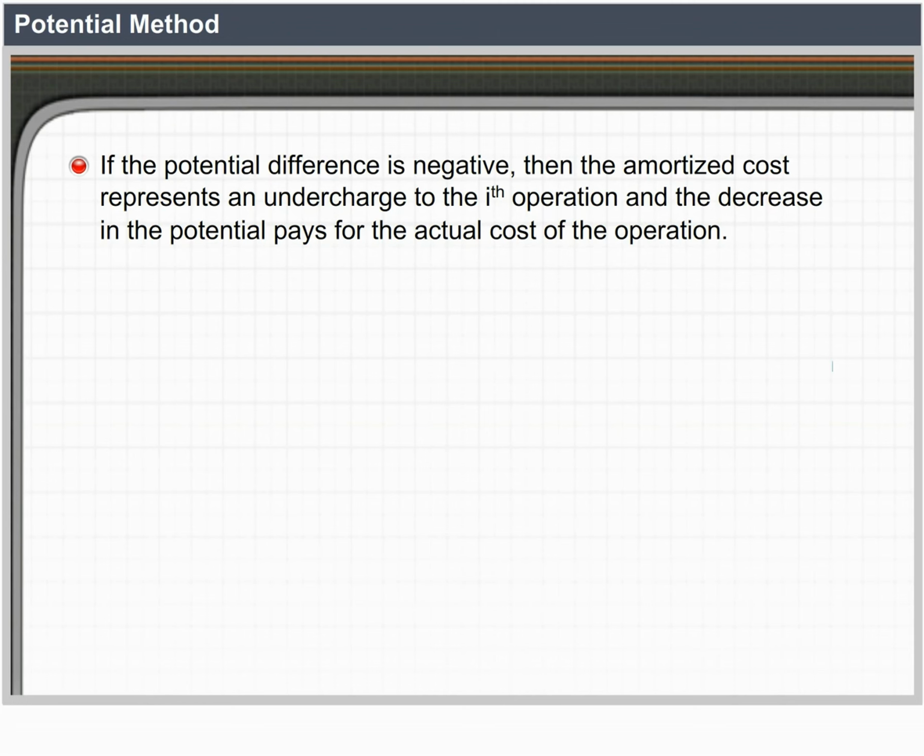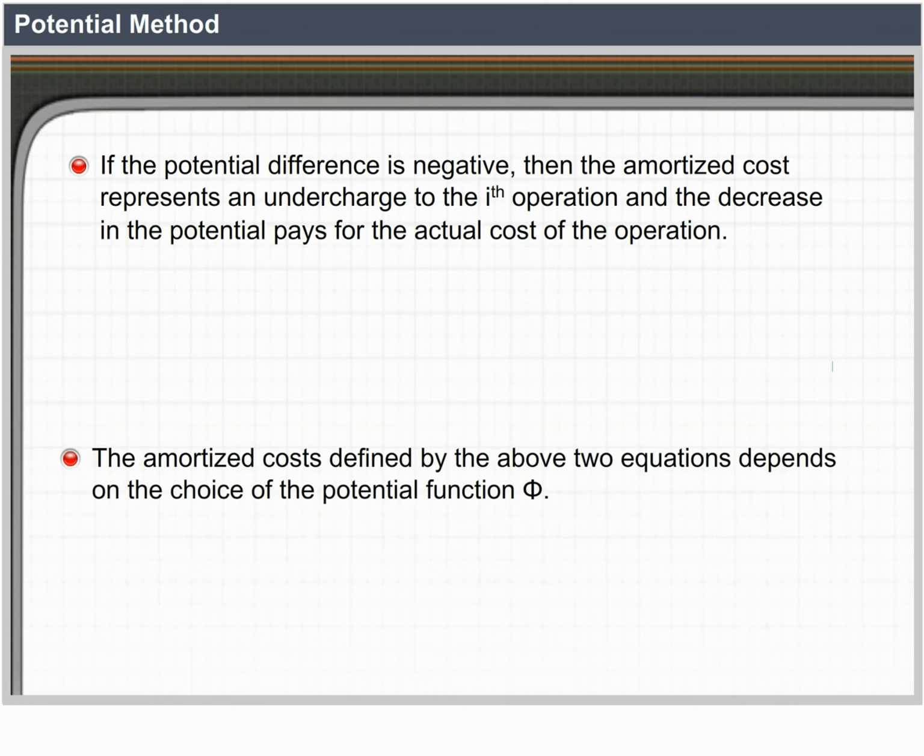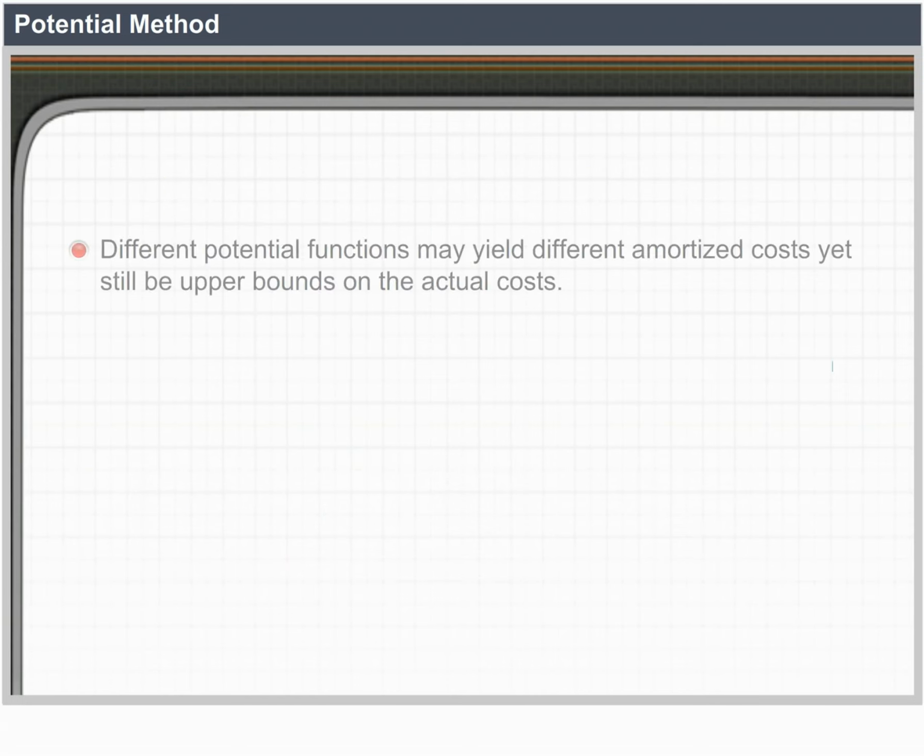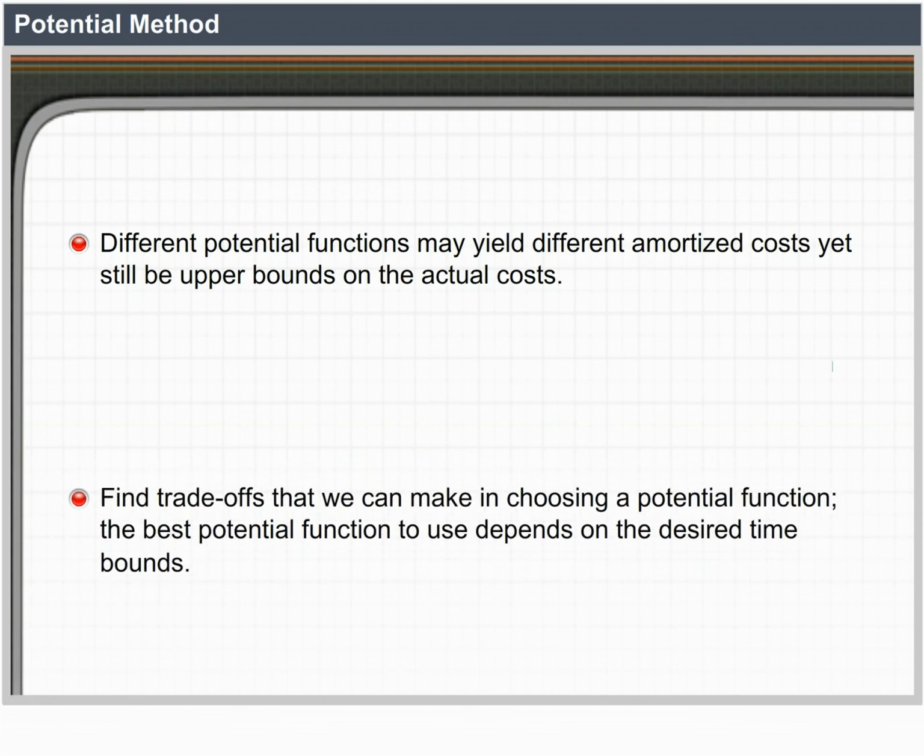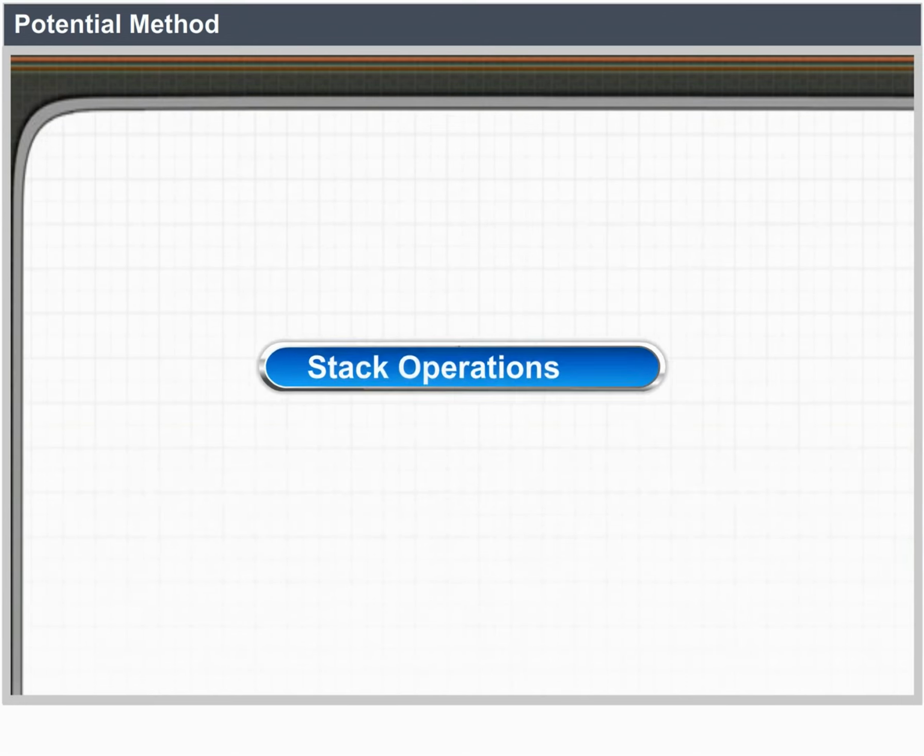The amortized cost defined by the above two equations depends on the choice of the potential function phi. Different potential functions may yield different amortized costs yet still be upper bounds on the actual costs. We often find trade-offs that we can make in choosing a potential function. The best potential function to use depends on the desired time bounds. Stack operations.